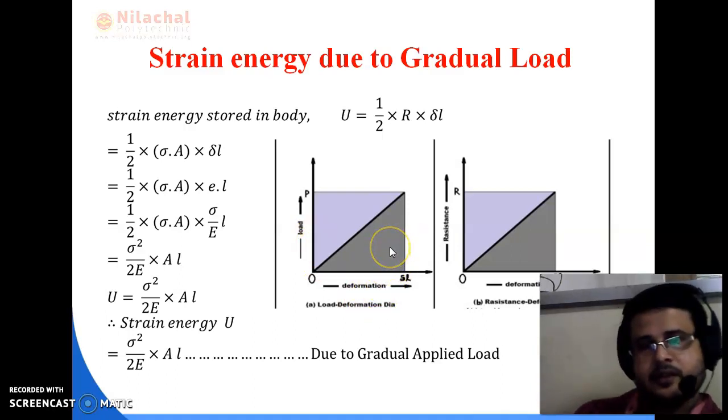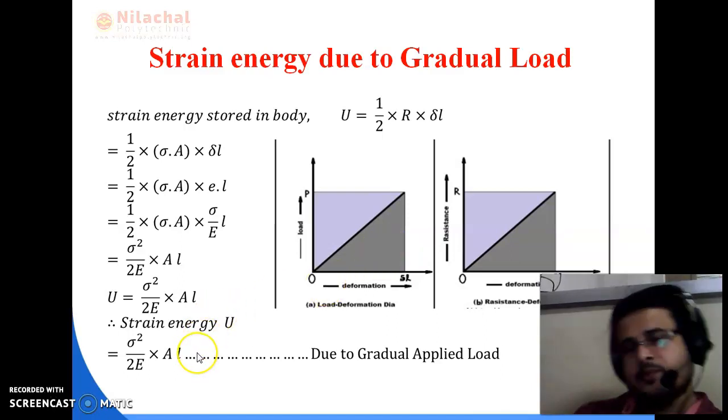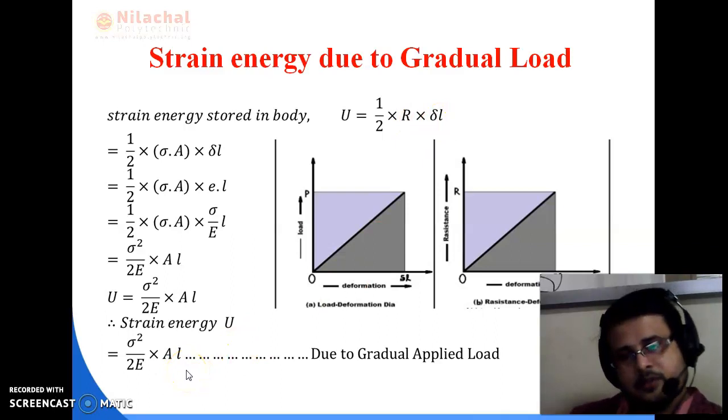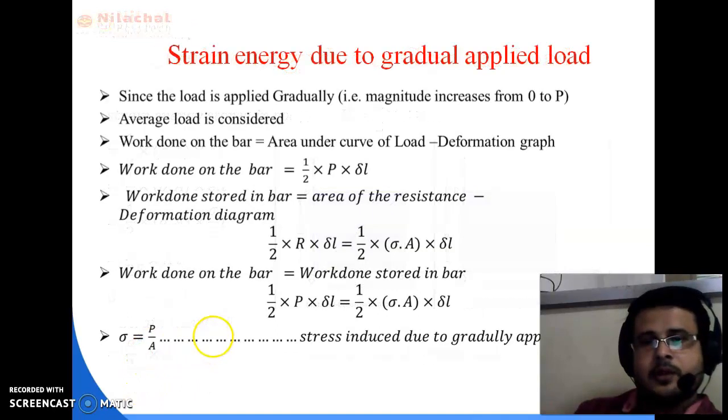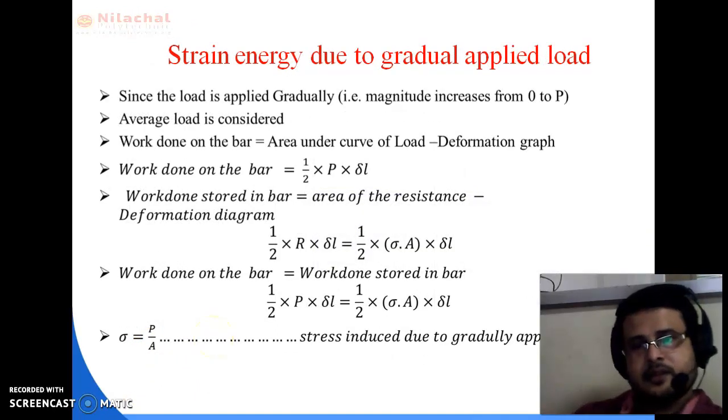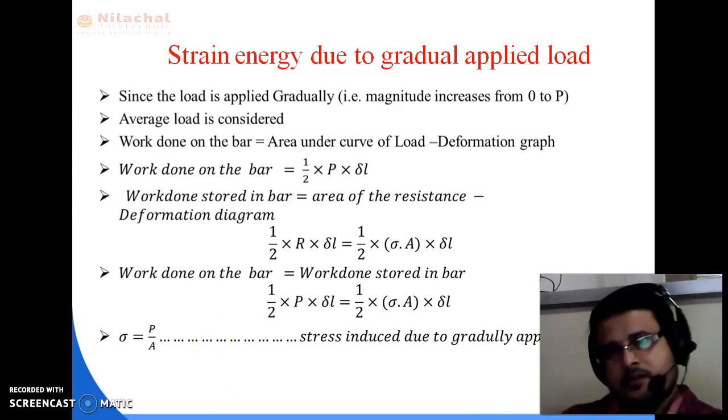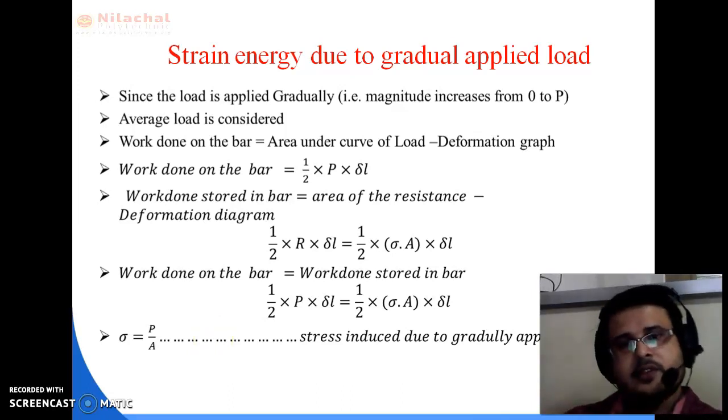The area under the triangle gives us the strain energy produced in the body, that is U equal to 1 by 2 P into del L, that is equal to sigma square by 2E into A. We have to equate this strain energy with the strain energy produced by the gradually applied load.